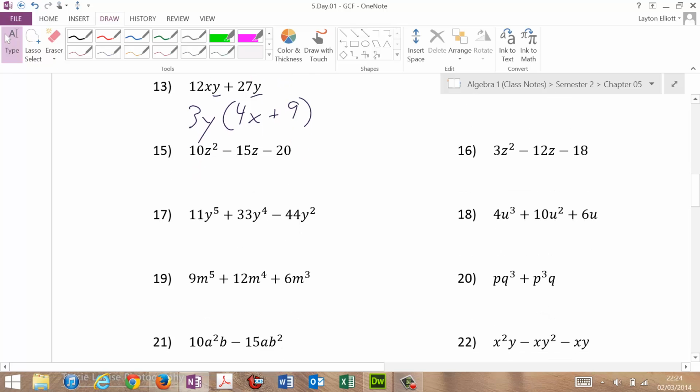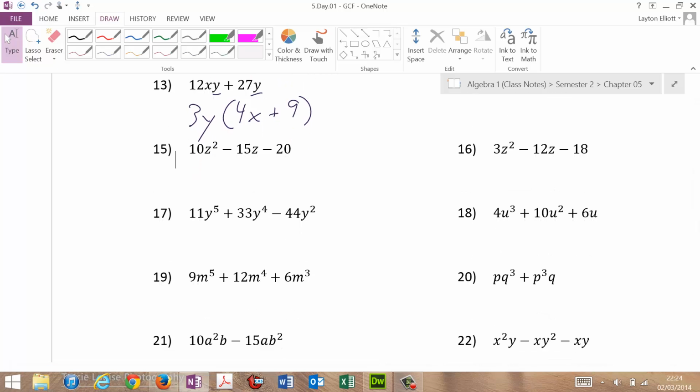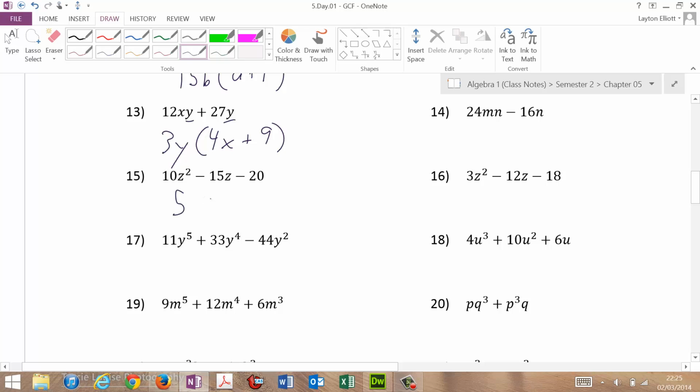Oops, let's leave it like that. Number 15. The biggest thing between the 10, the 15, and the 20 is going to be not a 10, but a 5. So if I pull a 5 out, I'm left with 2z squared minus 3, so not 15, pull the 5 out, divide a 5 out, I get a 3, and divide 5 into 20, and I get 4. And there's no greatest common factor between any of these, so that's done. That's as much as it can go out.